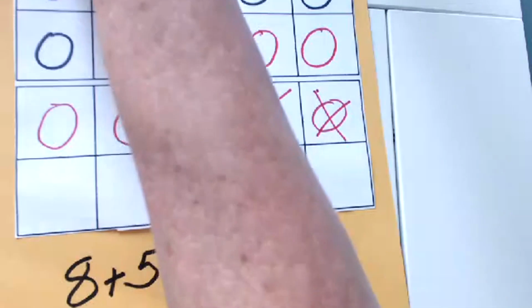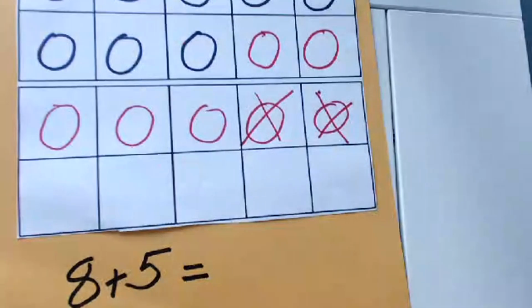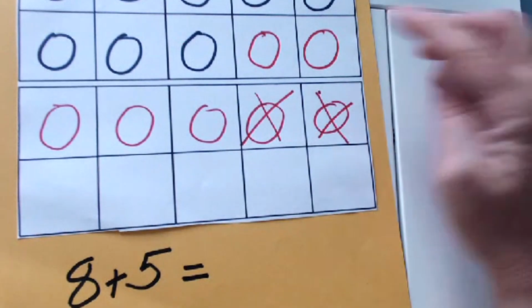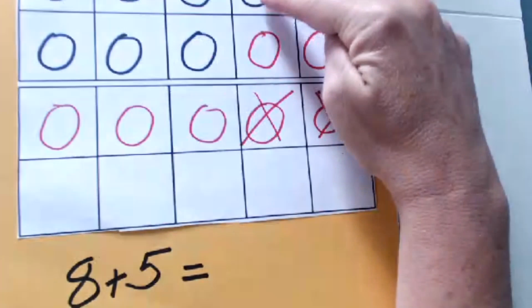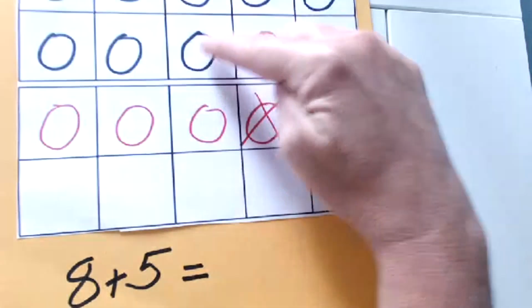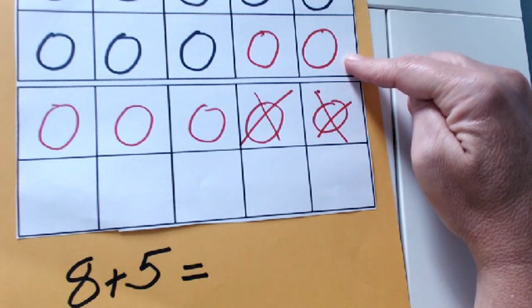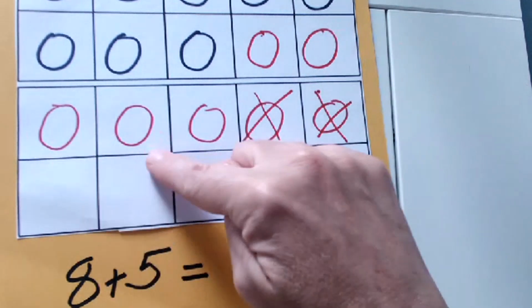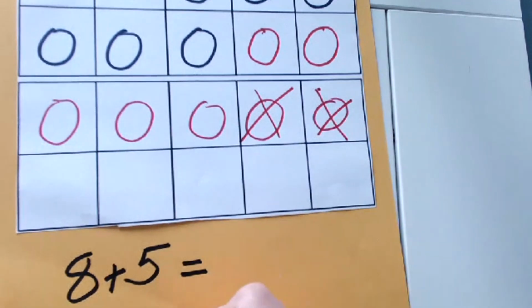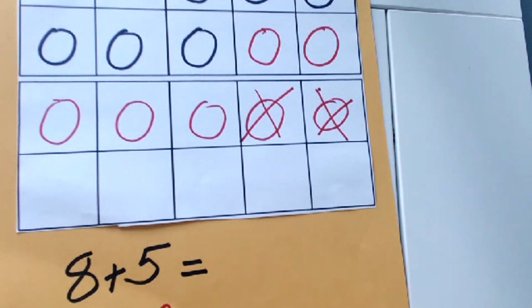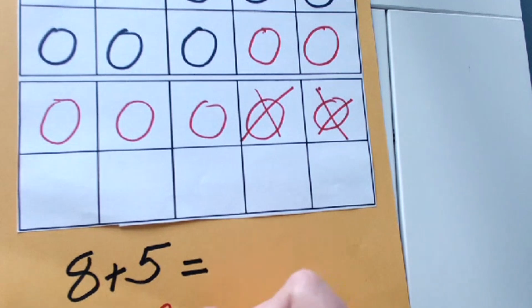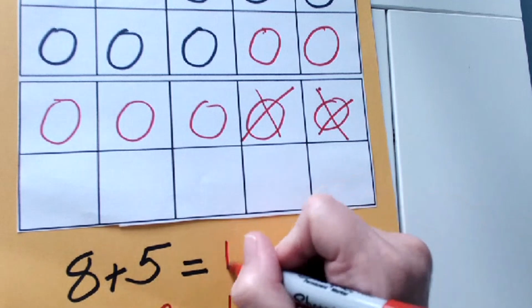Now, what is my new equation? So now I filled up that tens frame, and I have 1, 2, 3, 4, 5, 6, 7, 8, 9, 10. 10 plus how many? 1, 2, 3. 10 plus 3. So let's add that up together. Is that easier to add, 10 plus 3? 10 plus 3 equals 13. So 8 plus 5 equals 13.